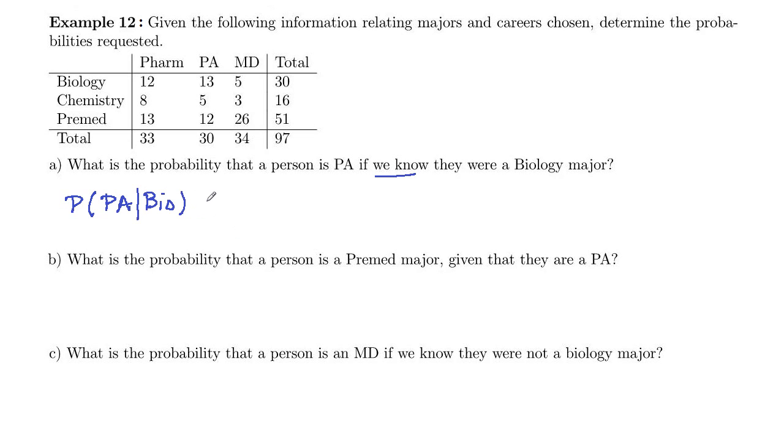So PA given bio. Well, first of all, this is an equally likely sample space. It would be equally likely that we select anyone by random there. So we can just use raw numbers here. So remember that definition of conditional probability, you do the number in the intersection in the numerator. So PA and bio, and then divide by the number in the given event. So the given here determines your denominator, number of bio majors.